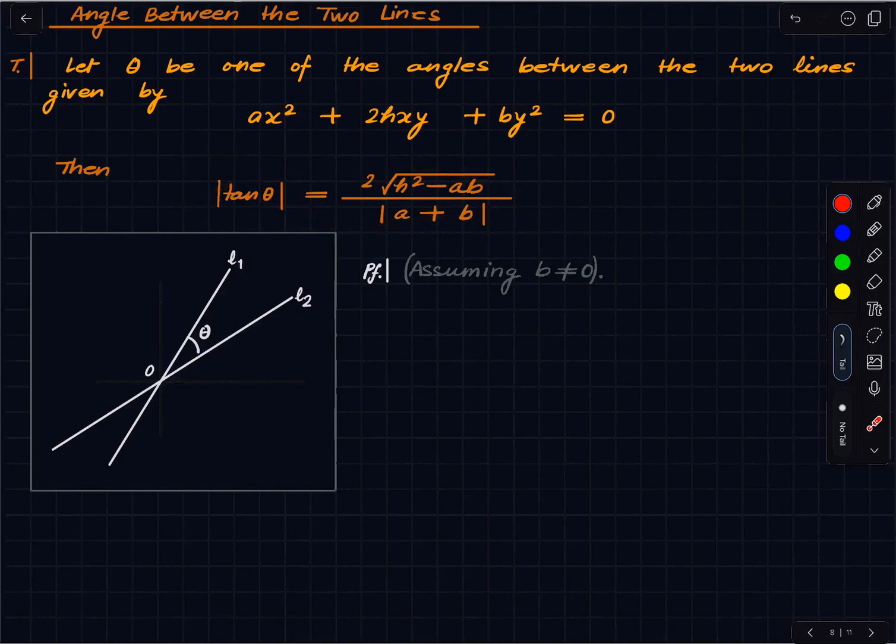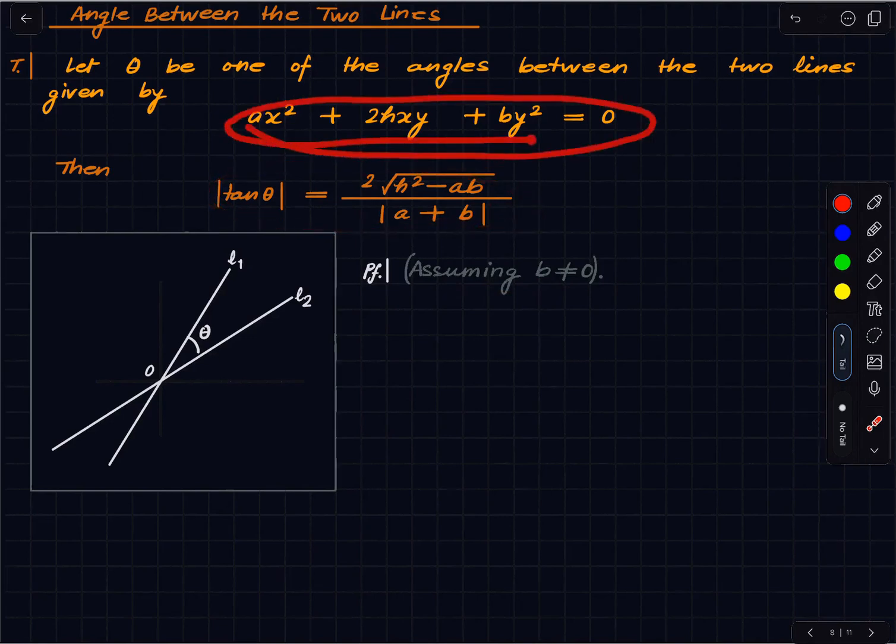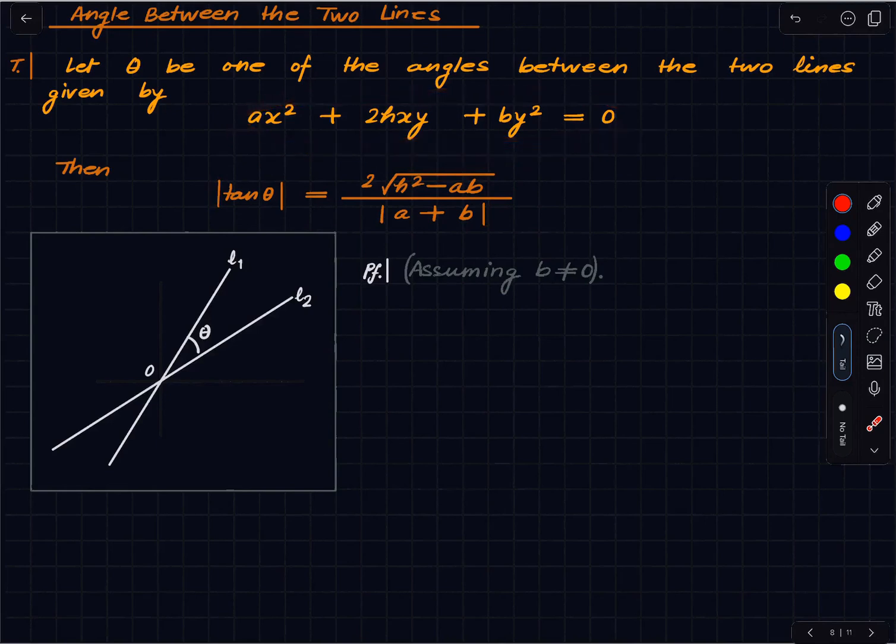Right, so let's prove it. And the proof we will give will be assuming b is non-zero, because we will be using the two formulas that we just proved, the formula for the product of slopes and the formula for the sum of slopes. But the expression remains unchanged. You can easily do away with the case when b is zero. If b is 0, then you can easily prove this. So this is true no matter the value of b. Of course, we are assuming that this is a pair of distinct straight lines. So we are assuming that much.